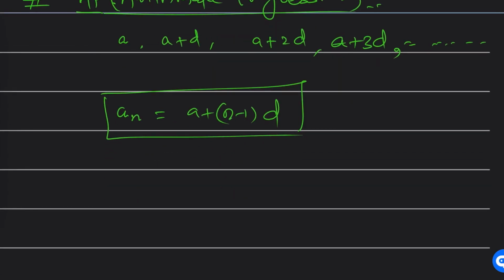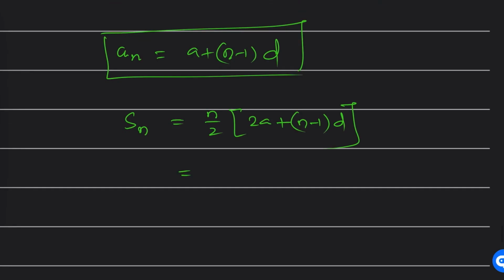So easy things, right? Next, if I am discussing the sum of n terms of AP, Sn. So the sum can be written as n by 2, 2A plus n minus 1 into D.